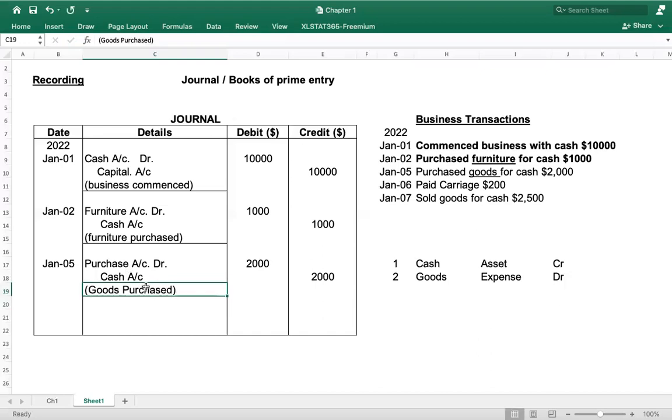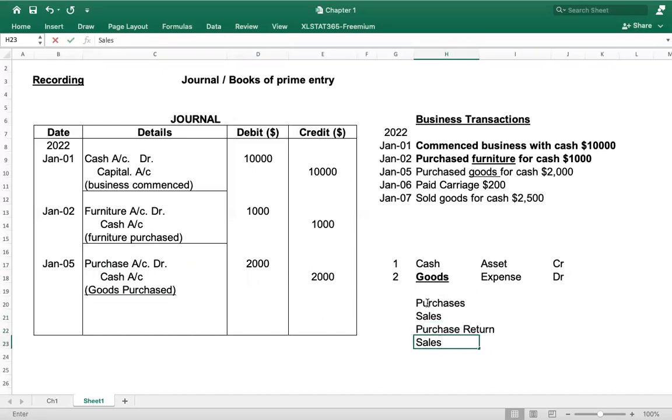Now let me tell you why I didn't write goods. In place of goods, I wrote purchase. See, there are five nicknames for goods: purchase, sales, purchase return, sales return, and inventory. We never write goods. In place of goods, we will use any one of these five names. Right now I bought goods, so I will write purchase.